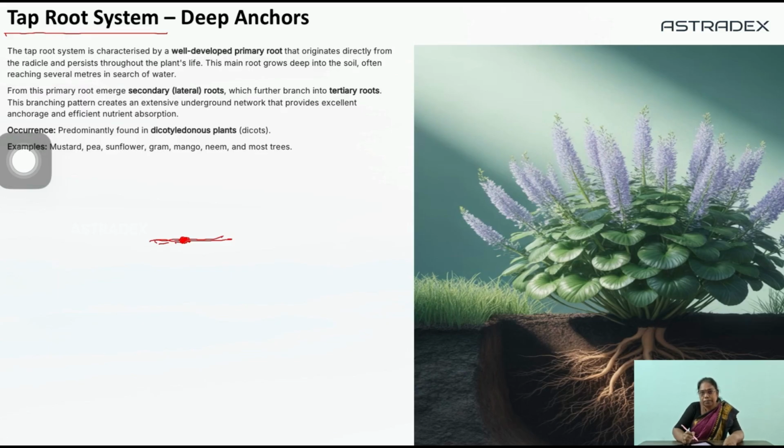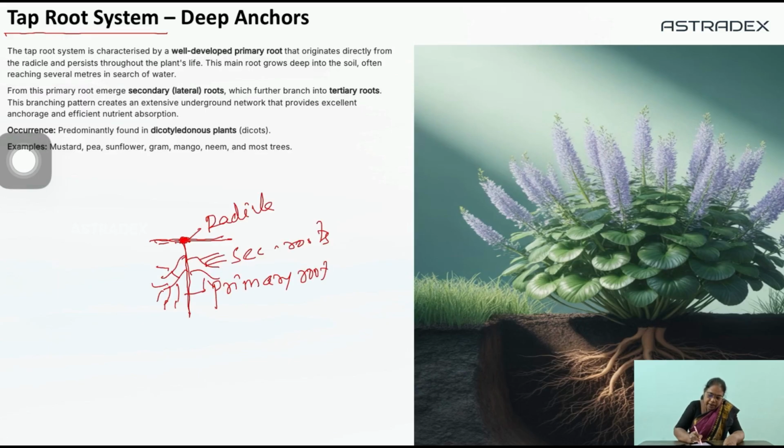In this taproot system, the primary root is long lived, that means persistent, permanent. From the primary root, secondary roots arise. These are secondary roots. And then from the secondary roots, tertiary roots arise. These are tertiary roots. This form is called taproot system.